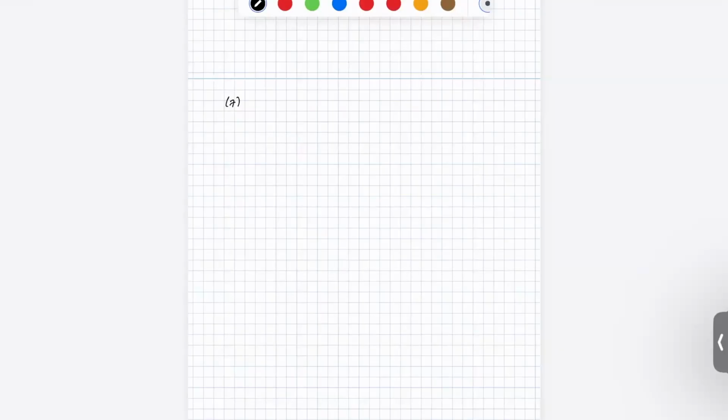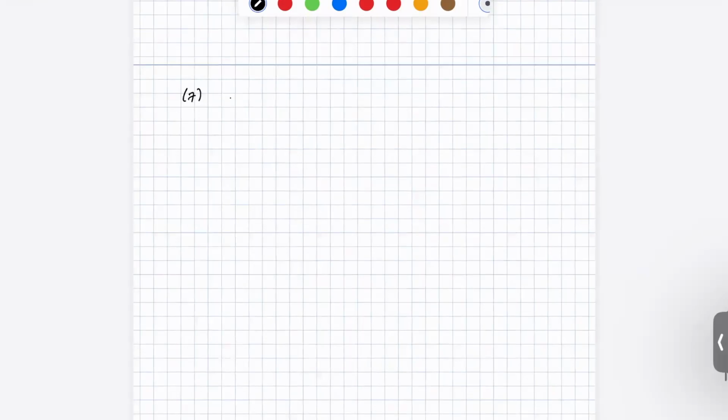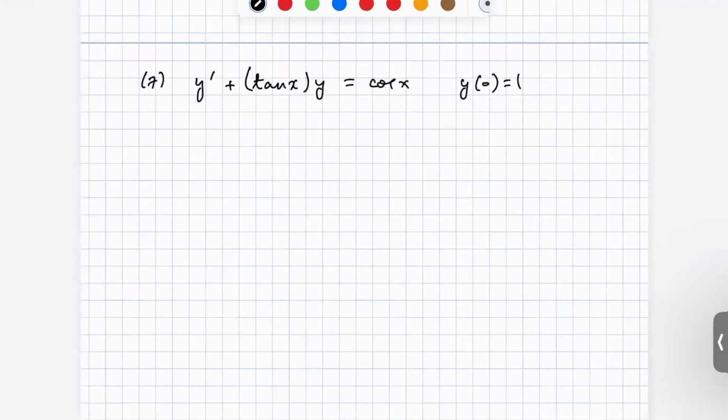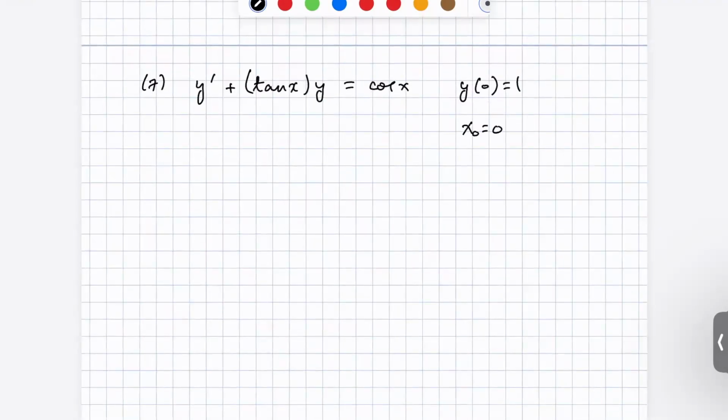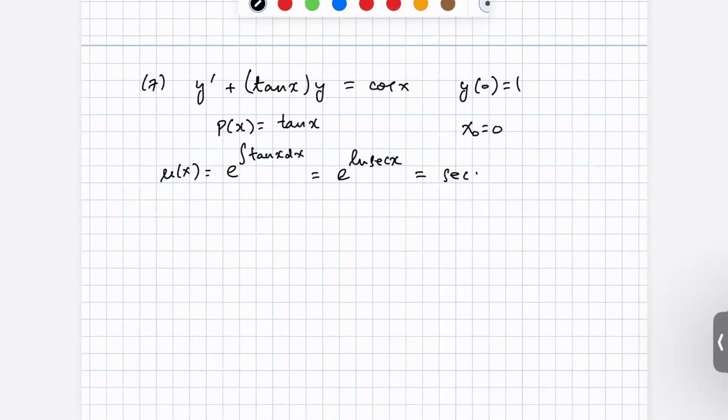Let's do another example using trigonometric functions. Let's say y prime plus tangent of x, y equals cosine of x with y of 0 equals 1. Here, x of 0 equals 0. We're going to need that in a sec. P of x is tangent of x. The integrating factor is e to the integral of tangent of x dx. The antiderivative of tangent x is ln of secant of x. So e and the log cancel out, so the integrating factor is just secant of x.